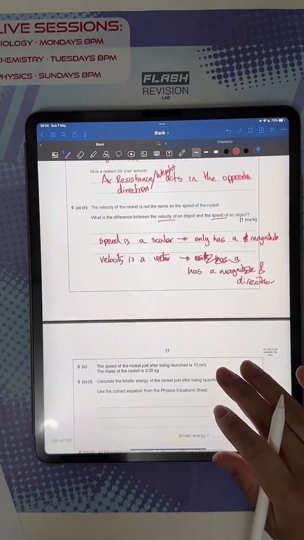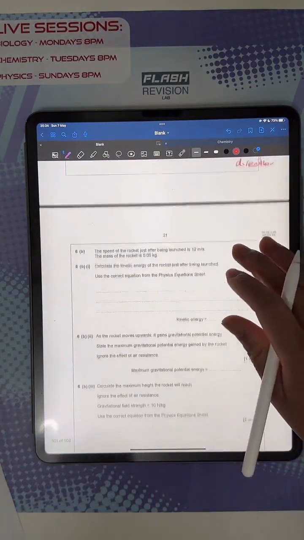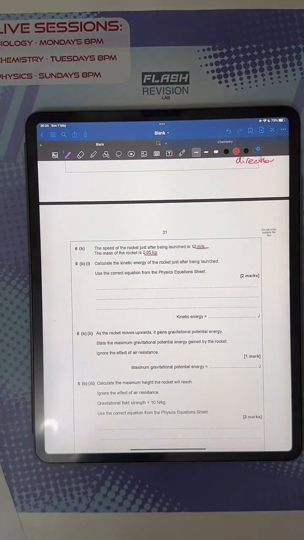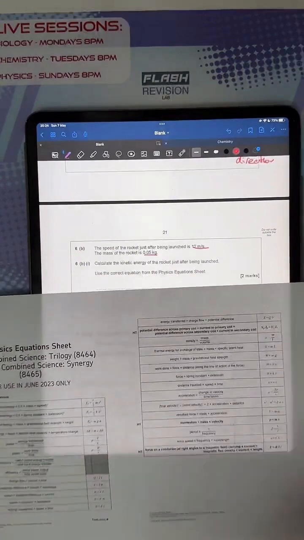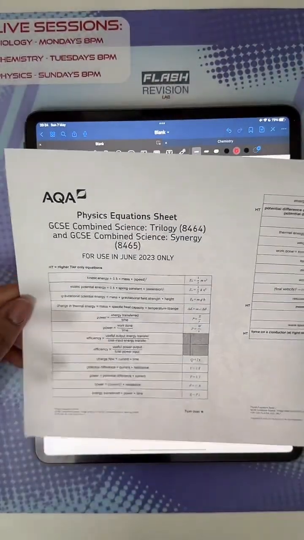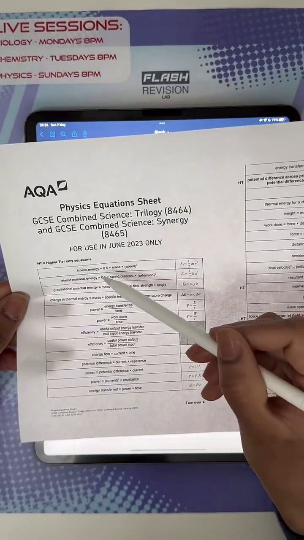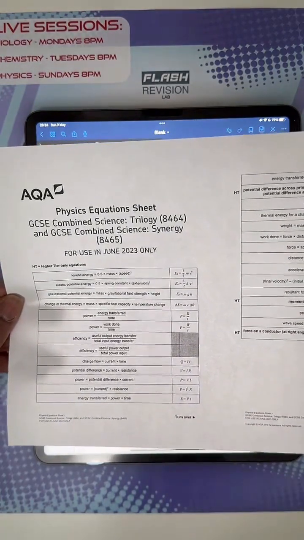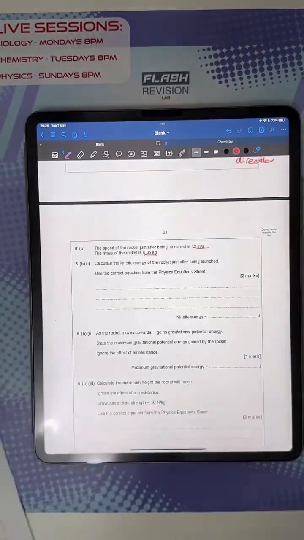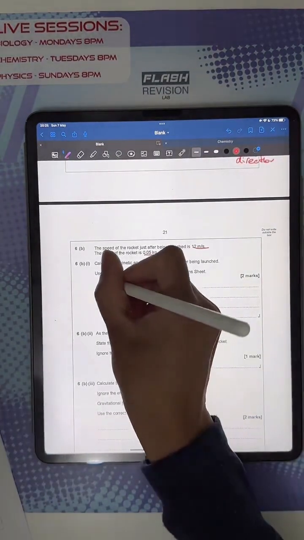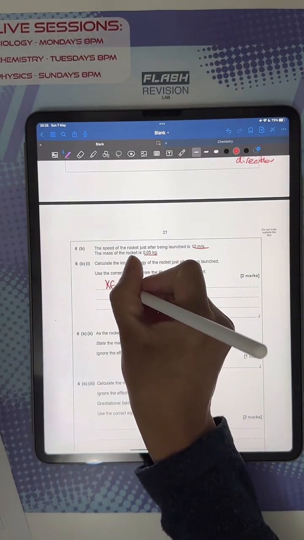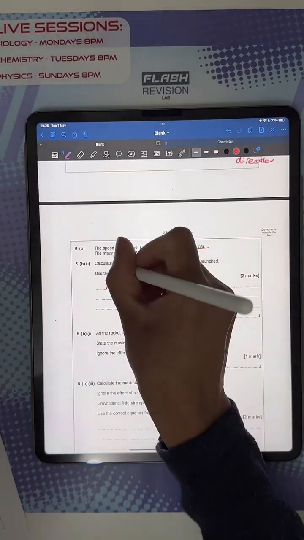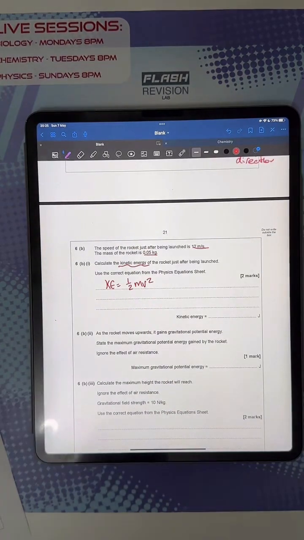On to the next one. The speed of the rocket just after being launched is 12 meters per second. The mass is this. Kinetic energy. Right, what's the equation for kinetic energy, guys? Kinetic energy equals half mass times speed squared or velocity squared. Half mv squared. Yeah, so the fact that they asked you to calculate kinetic energy, that's what you need to look for.